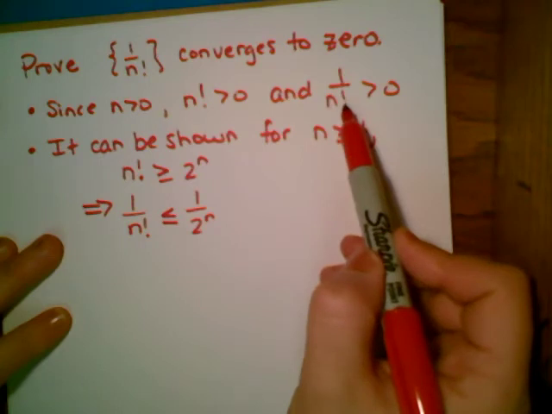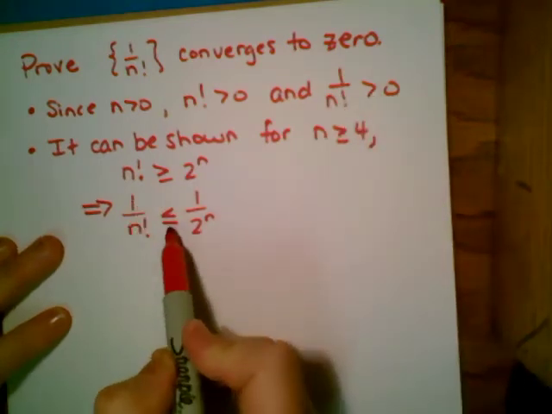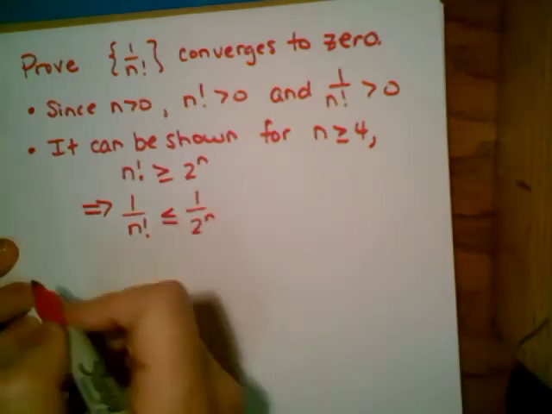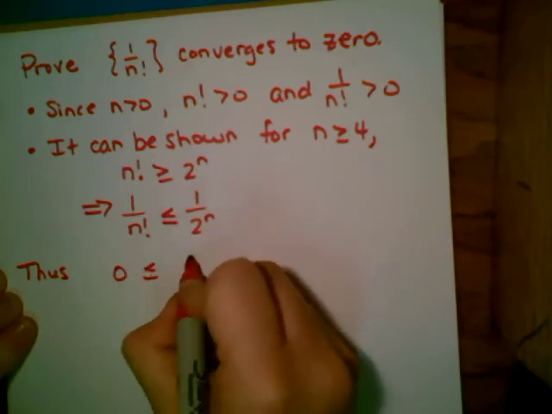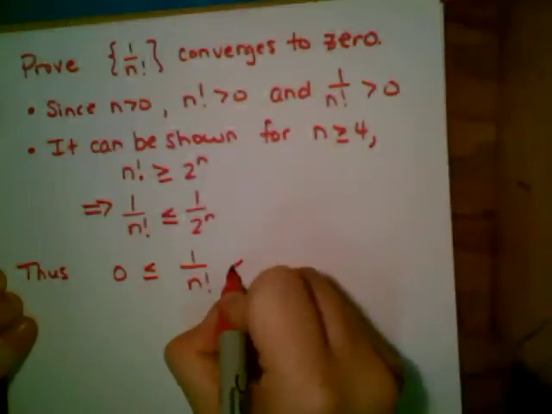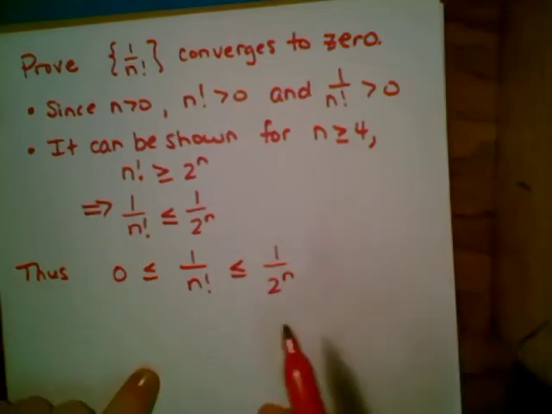1 over n factorial is greater than 0. 1 over n factorial is less than or equal to this sequence. Thus, we have 0 less than or equal to 1 over n factorial less than or equal to 1 over 2 to the n.